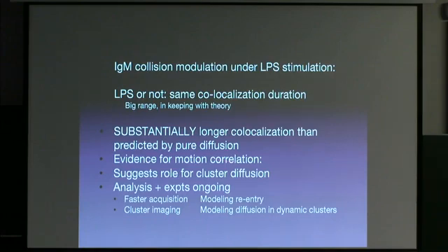We found some weak evidence for motion correlation, so it's possible that when we do a single particle tracking experiment, what we're measuring is not the individual receptors moving around, but the clusters of the receptors moving around, or interactions between clusters of receptors. And we're still working on this. I think this is a pretty important thing to resolve.